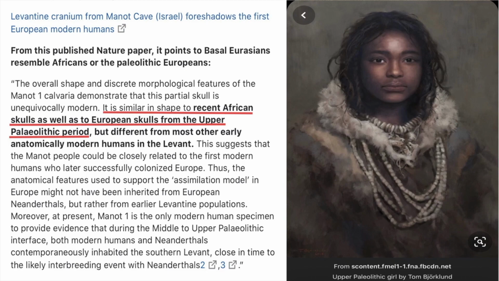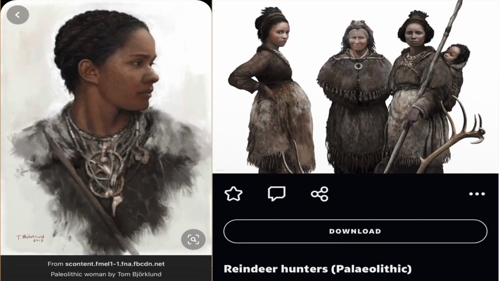From this published Nature paper, it points to basal Eurasians resembling Africans or the Paleolithic Europeans. The study is called Levantine Cranium from Manot Cave in Israel foreshadows the first European modern humans. And so it says it is similar in shape to recent African skulls as well as to European skulls from the Upper Paleolithic period. And as you can see to the right of the screen, this is an Upper Paleolithic girl made by Tom Björklund. Sorry if that was a mispronunciation, but this is how Upper Paleolithic people would have looked.